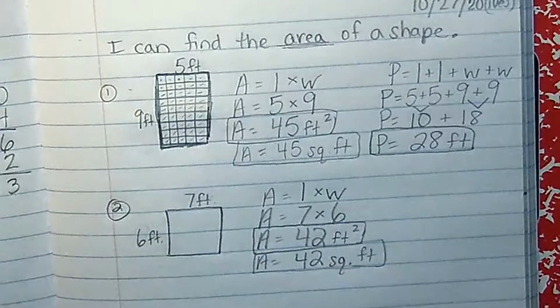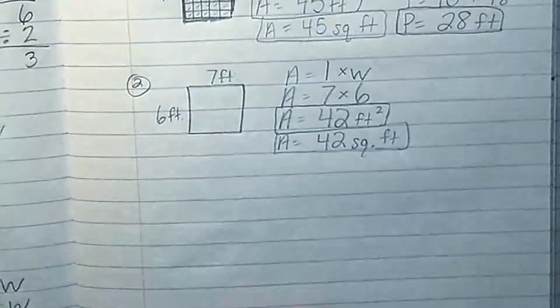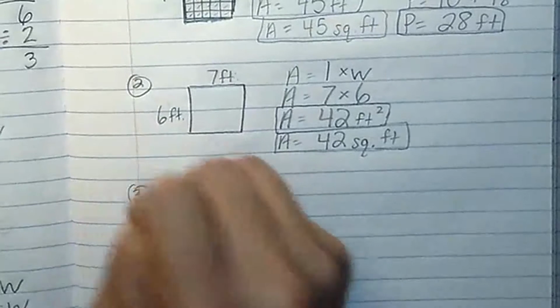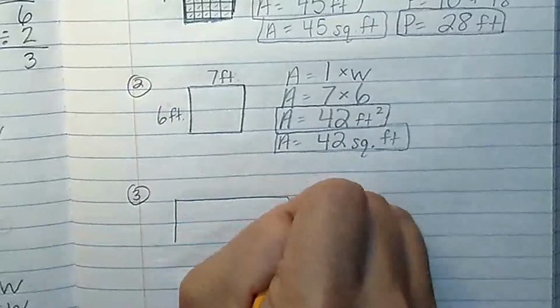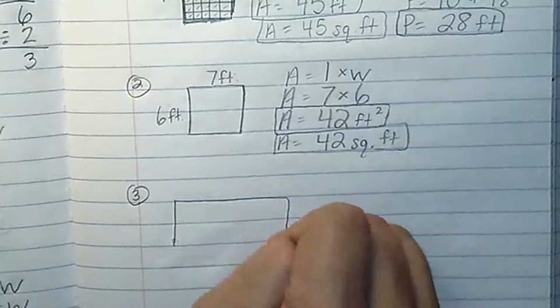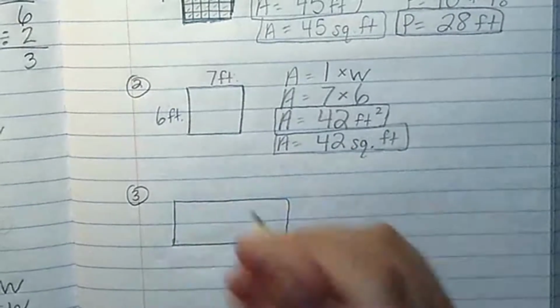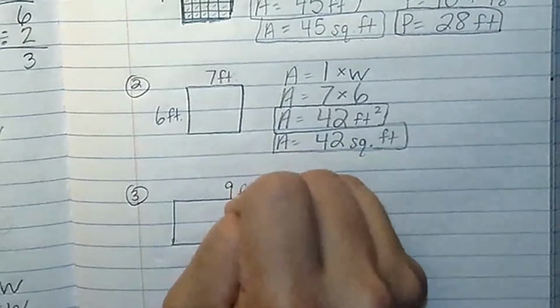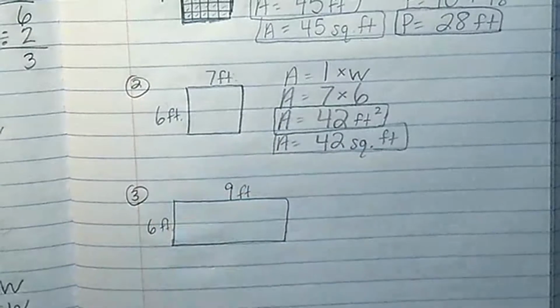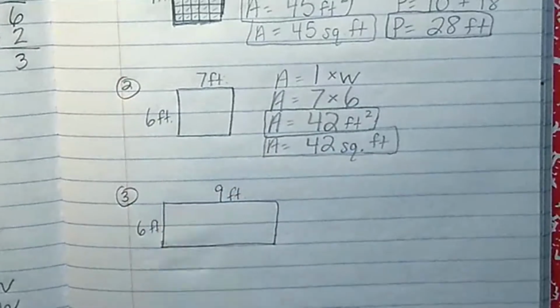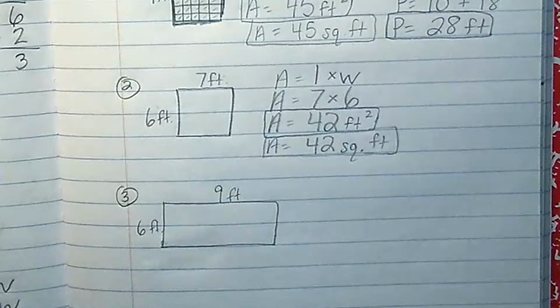Not so bad, right? All right, let's try one more just like this. Here's number 3. Number 3 says, "9 feet and 6 feet." They want to know the area inside this yard. This is a little bit bigger of a yard.